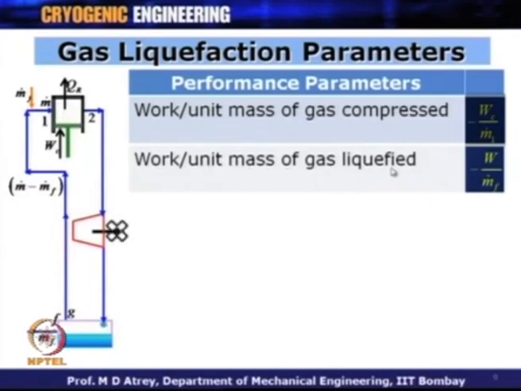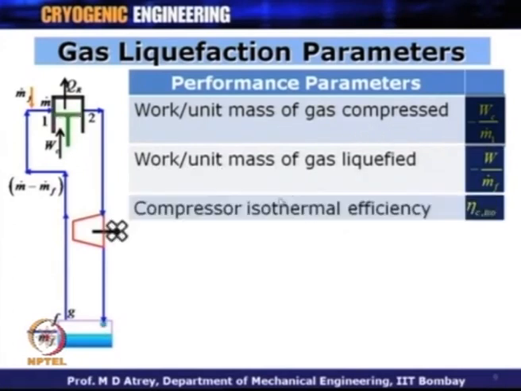Work per unit mass of gas liquefied. The gas liquefied is m dot f and therefore, the work required is minus W upon m dot f. The minus sign is given for work done on the system, which is in this case the work done on the compressor, and therefore, we are calculating work done per unit mass of gas liquefied, work done per unit mass of gas compressed.